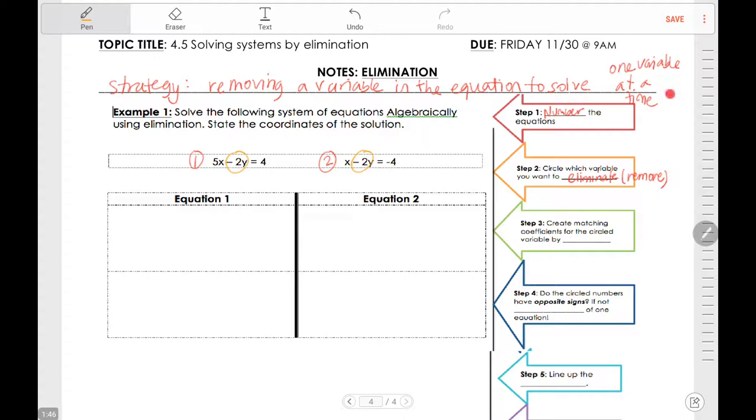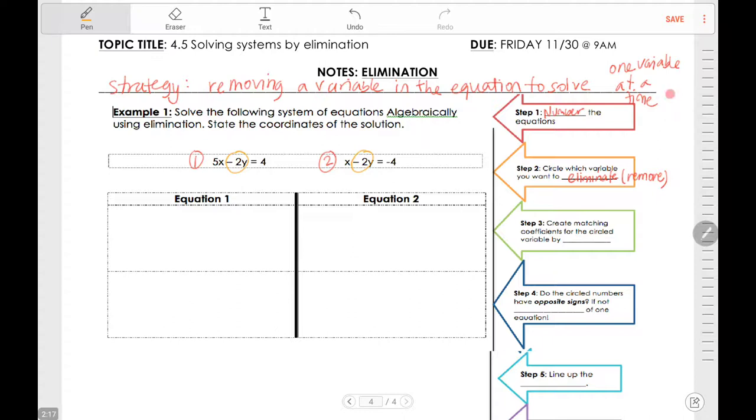The reason why I'm choosing this is once we get to step 3 and step 4, we'll see that it's actually much easier to choose the variable that has terms that look similar. So like negative 2y show up in both equations. So it's going to make it easier to eliminate. X and 5x, I can eliminate x eventually. I could if I wanted to, but it's going to require a little more work. So always choose the variable that looks similar, has similar coefficients in both equations.